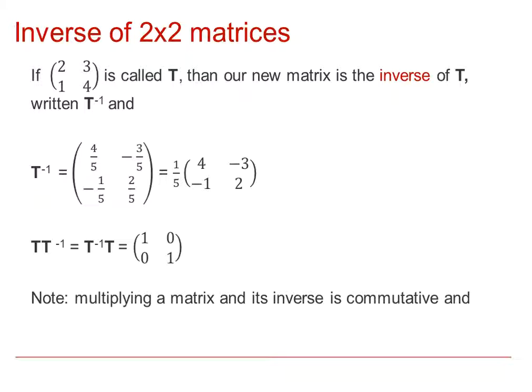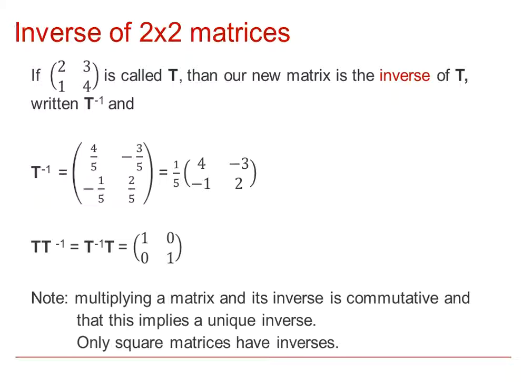So a couple of things to note from this. Multiplying a matrix and its inverse is commutative, and this implies there is a unique inverse for a matrix. And the other thing to be aware of is that only square matrices have inverses. And later on in these recordings we'll be looking at the inverse of a 3 by 3 matrix as well.